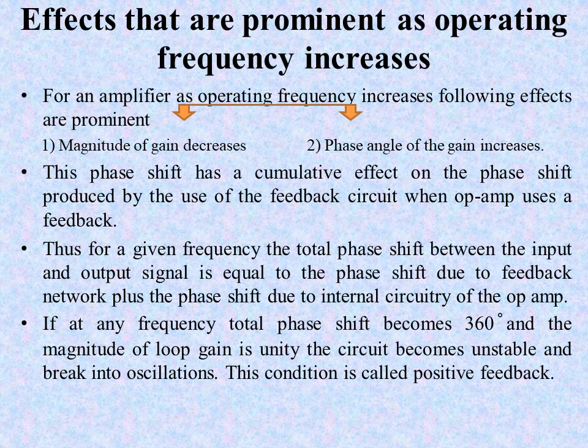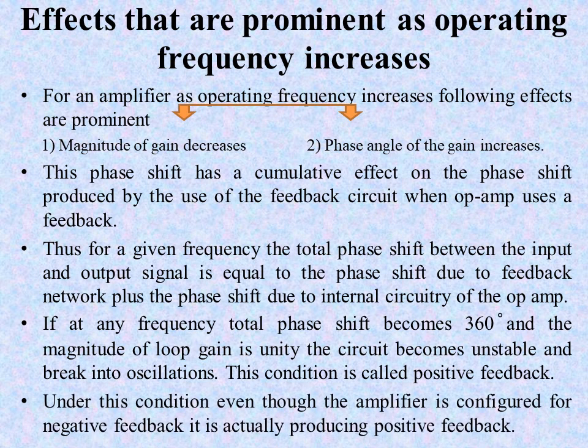So this condition is also called positive feedback. So what is happening now? Under this condition, even though the amplifier is configured for negative feedback, it is actually producing positive feedback. So in spite of giving negative feedback to the amplifier, the results that are obtained are showing us the positive feedback effect. So that is not required always.